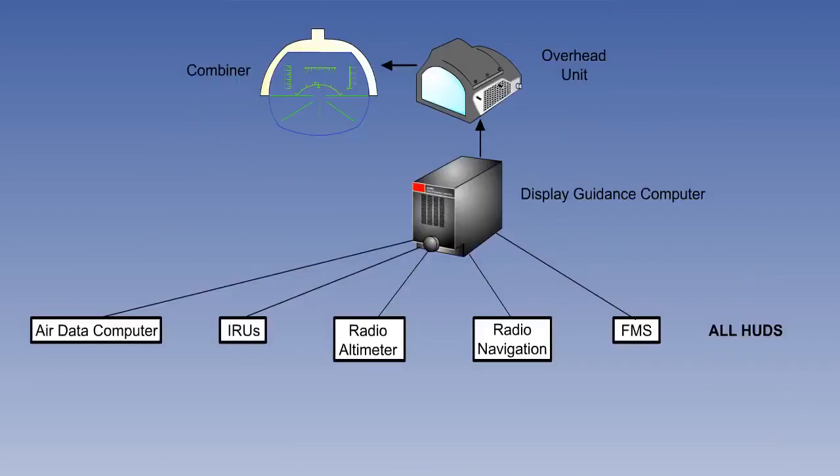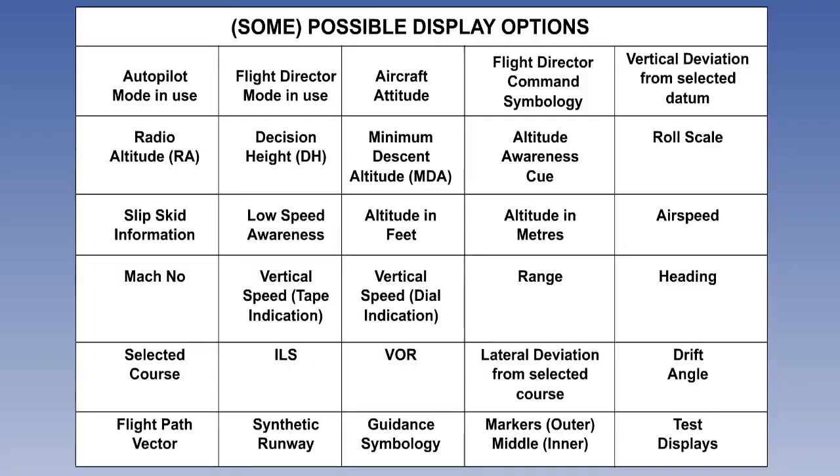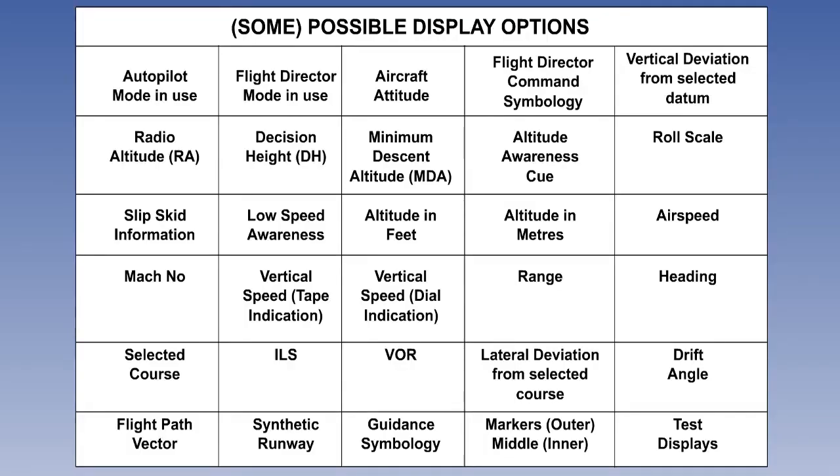Every HUD will show information from the ADC, the IRUs, the radio altimeter, the radio navigation instruments, and the FMS. However, the display guidance computer can also be programmed to show information from TCAS, wind shear warning, MLS, and GPS if required. What is actually available on any particular display will depend on the manufacturer and the customer's requirements. We looked at various displays and some of their associated symbology, and concluded that, basically, just about any information generated within the aircraft can be displayed if the customer requires it.